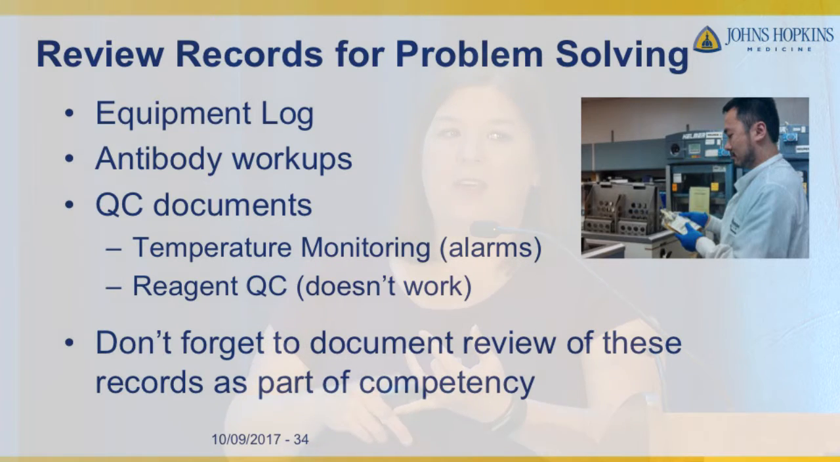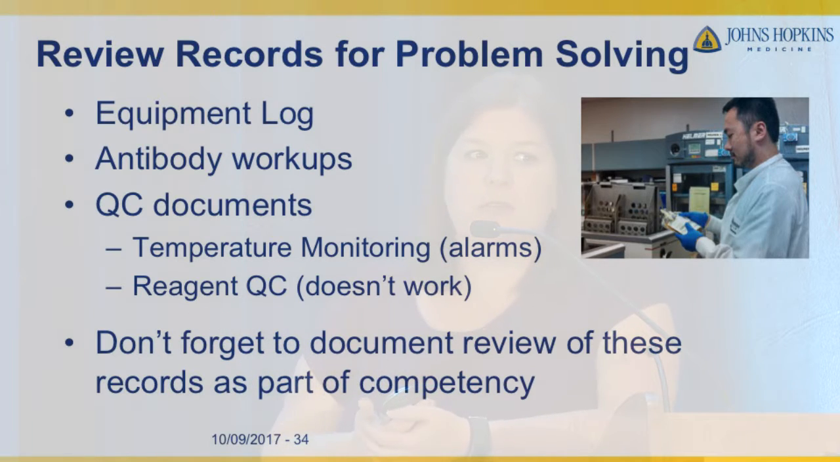So you can have that be your QC review records for antibody panels and your problem solving, all right? So you can double dip on that one. And then QC documents. You have to monitor the temperatures. Well, what happens if it alarms? Did somebody do something? Did they write down what they did? Great. So they just did some problem solving for that.